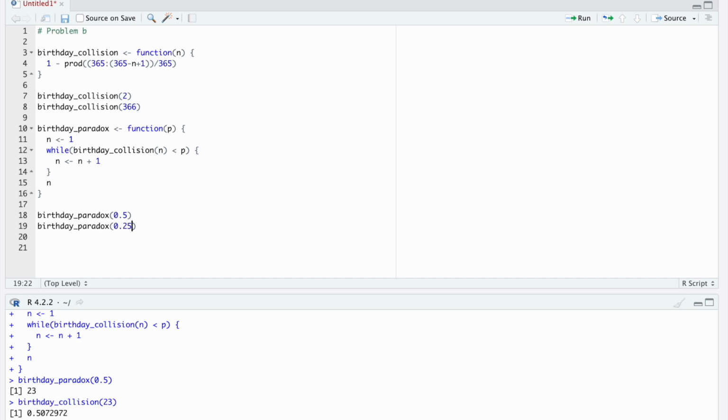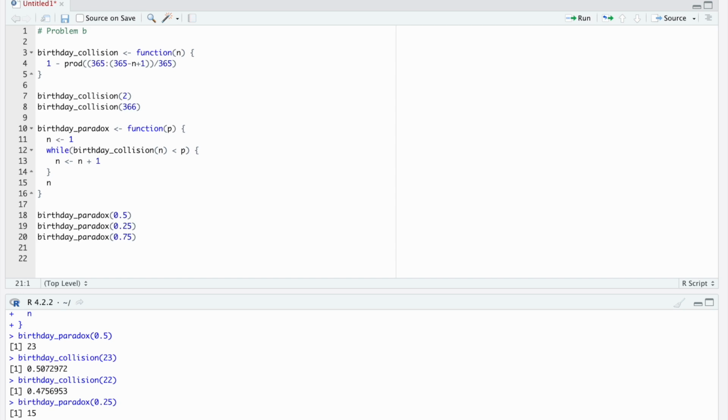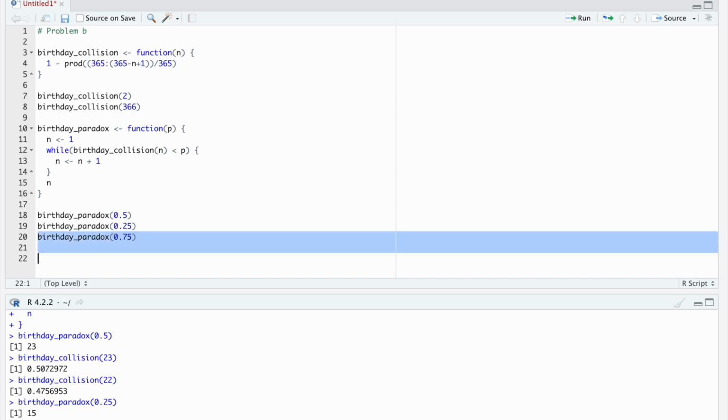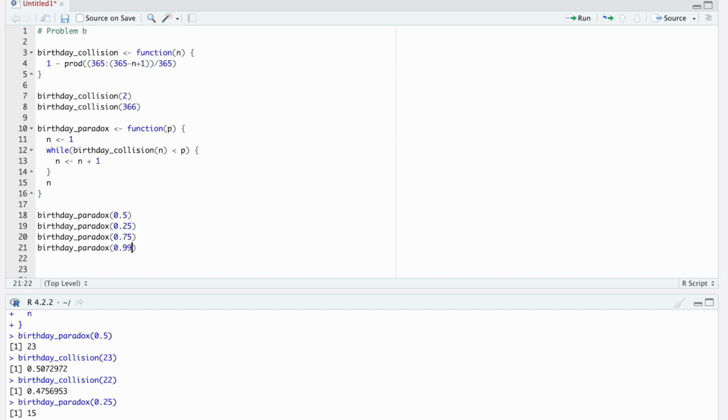For 0.25, I don't remember the answer, so I'm going to guess. I think for a quarter chance that two share a birthday in the room, at like 18. Let's find out. 15. For a 0.75 chance, maybe 30. 32. And my guess for this last one for 0.99, I actually don't think it's that much bigger than 32. It's probably like 45 or something like that. 57. Okay. So I made some guesses. I was wrong on every one of the guesses, but it helped me to kind of calibrate, guess what I was going to see before I hit enter to experience it.